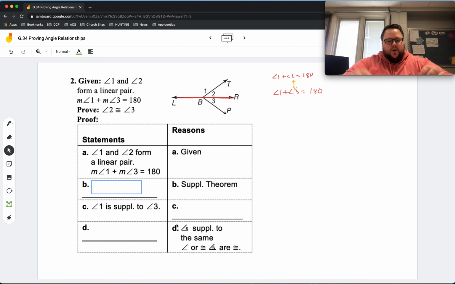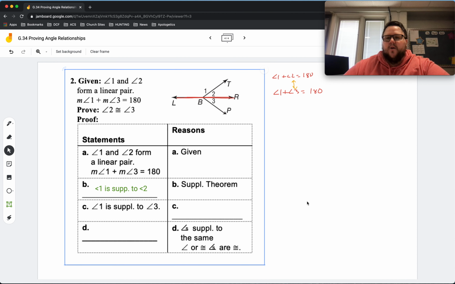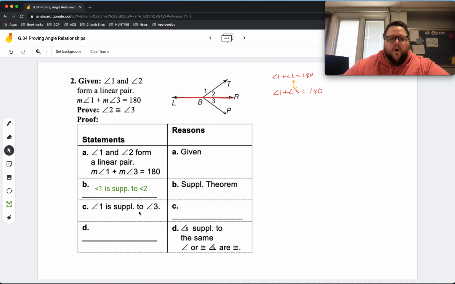They next go to the supplement theorem. So angle 1 is supplementary to angle 2. Why do we know that? Because they form a linear pair, and all linear pairs are supplementary. Angle 1 is supplementary to angle 3. Well, they gave us that: angle 1 plus angle 3 equals 180. That is the definition of supplementary angles.